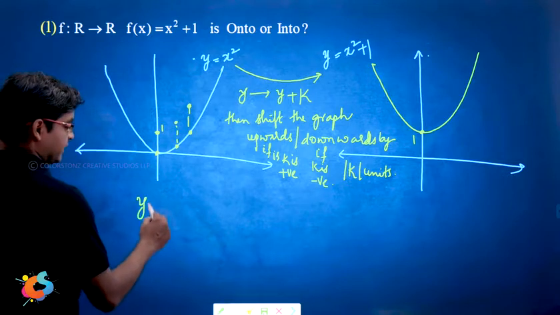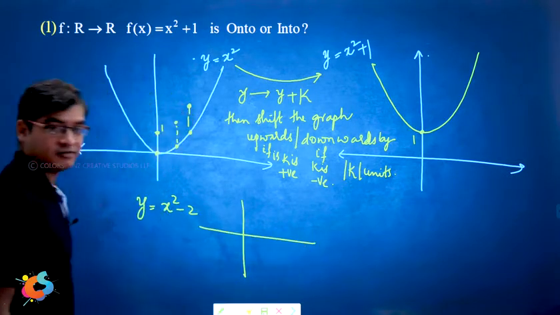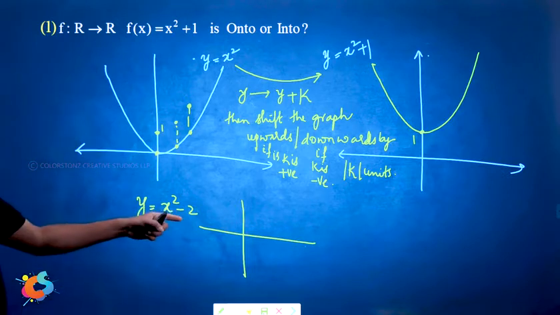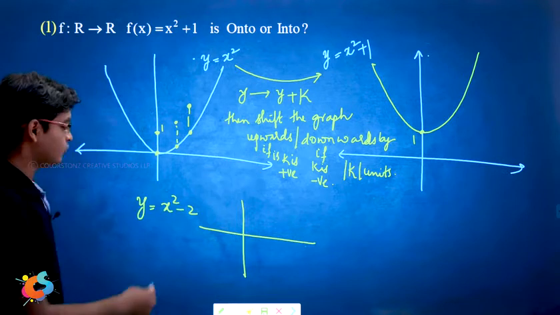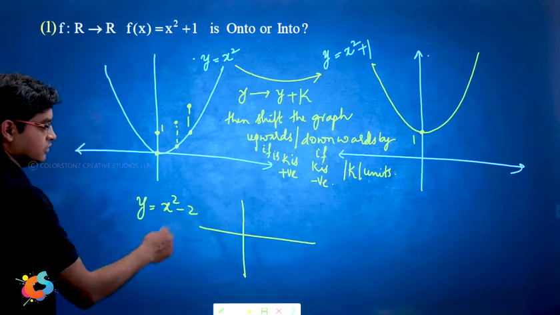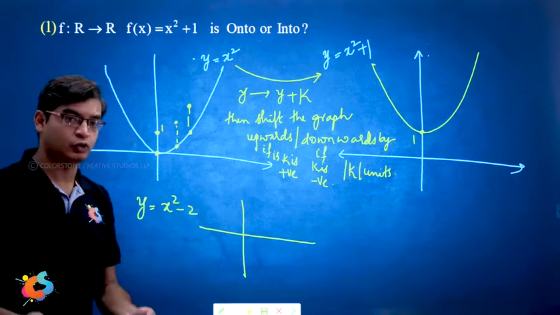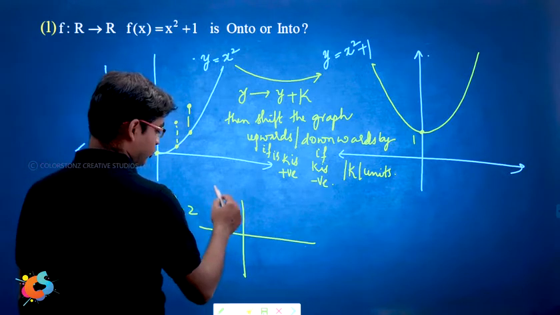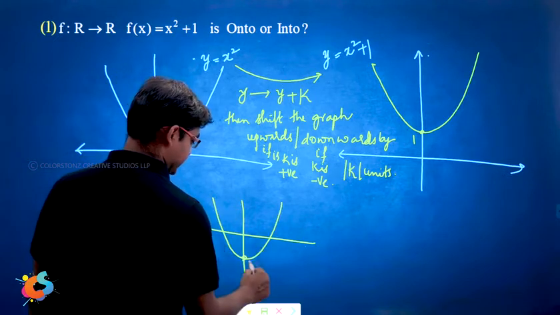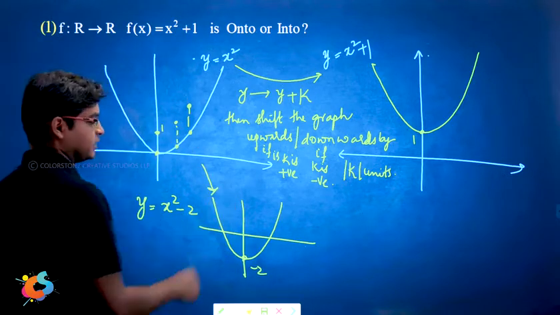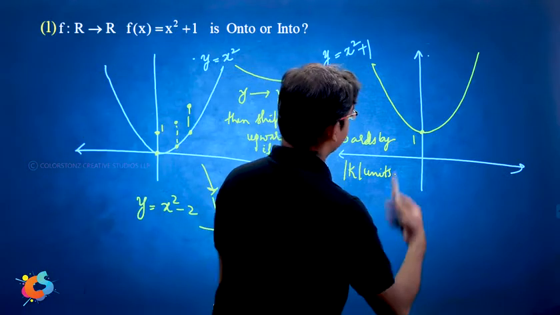So if you are drawing y is equal to x square minus 2, then how will the graph be? Because k is negative, you have to shift downwards. How many units? Mod k units. What is k? Minus 2, right? Isn't it? So k is minus 2. So therefore, mod k is 2. So shift the whole graph by 2 units downwards. So that's it. This is minus 2. The same graph has become like this. So here it is like this.